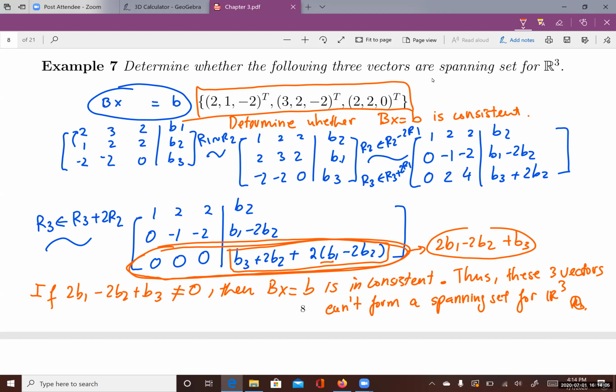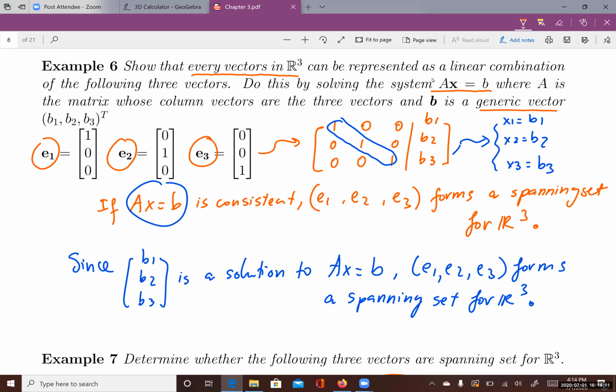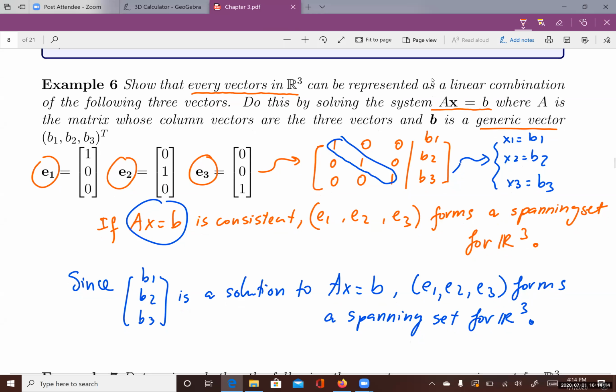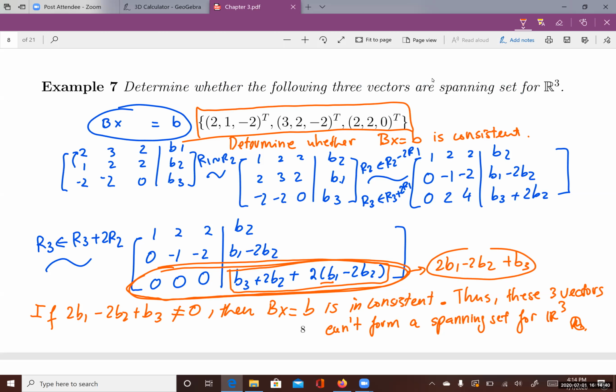So that's how we show a set of vectors spans a vector space, or a set of vectors forms a spanning set for R3. We want to put it into a system, right? With b here as a generic vector, an arbitrary vector. And as long as we show that the system is consistent for all vectors b, then the set of vectors forms a spanning set. But if for some vectors b the system is inconsistent, then the set of vectors here is not forming a spanning set for R3.